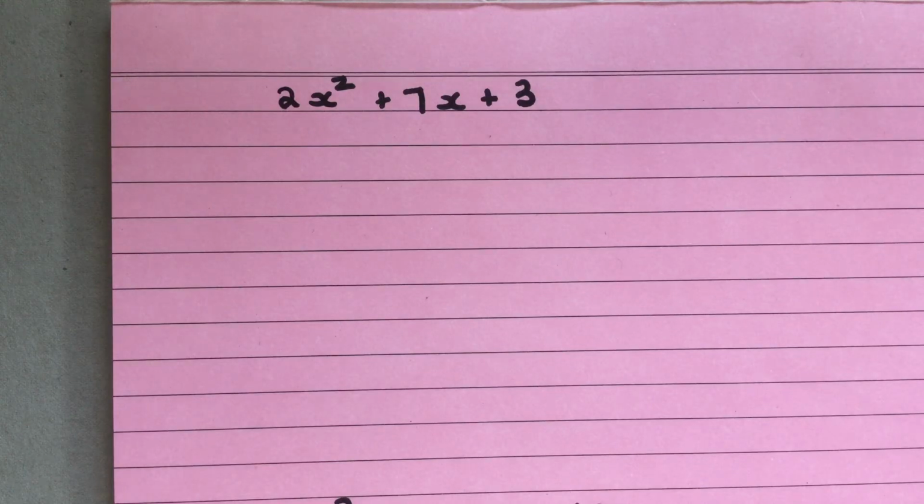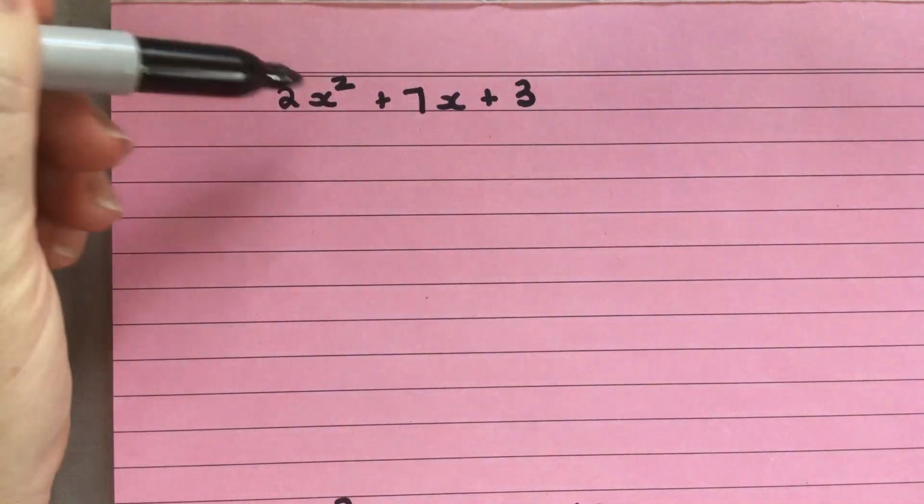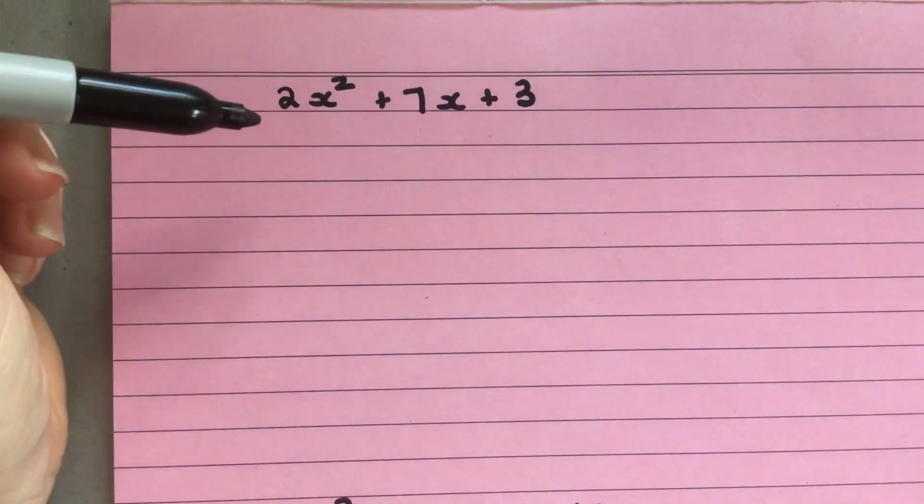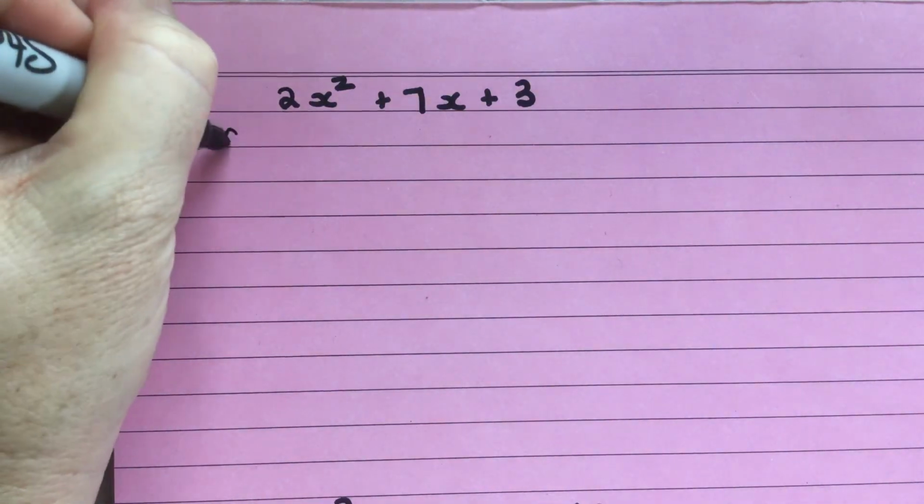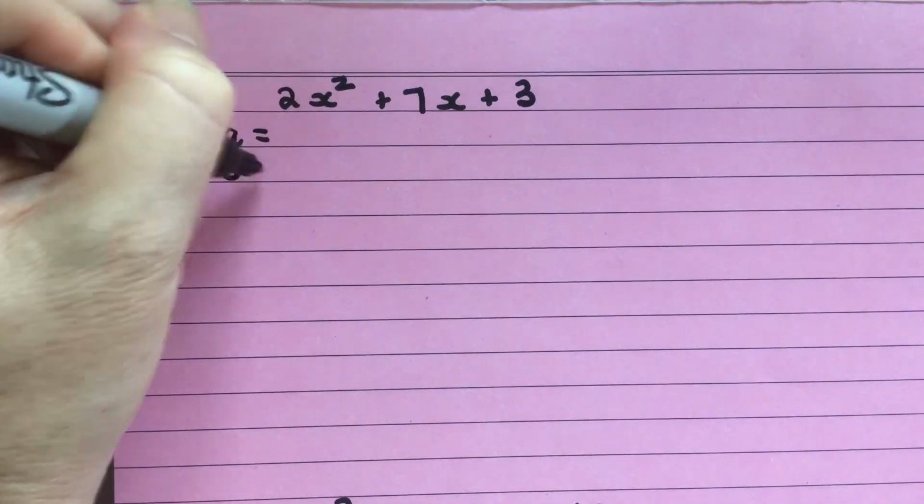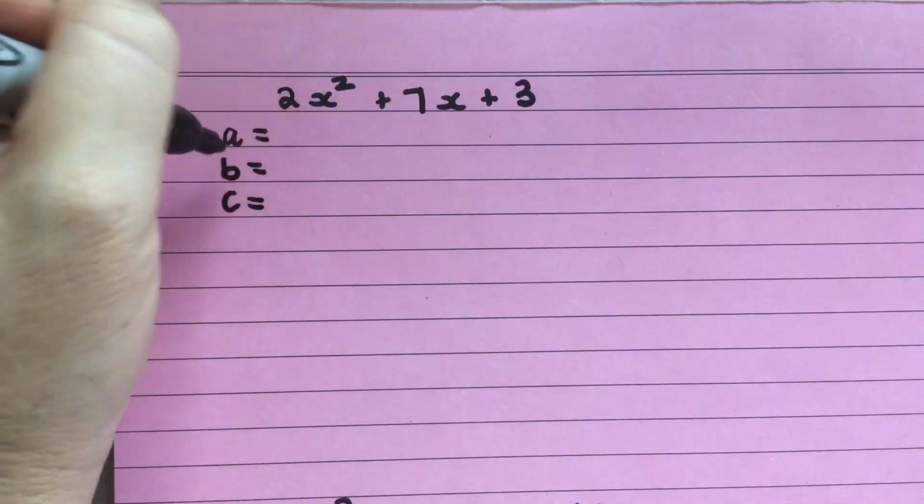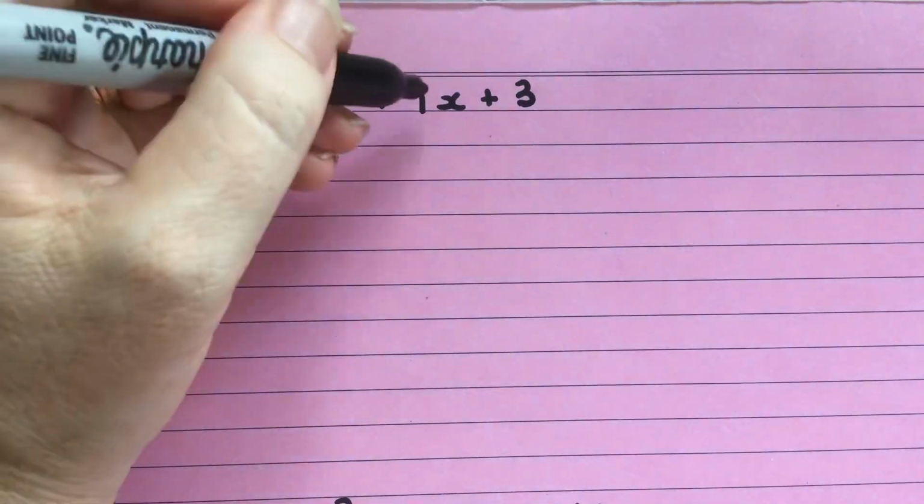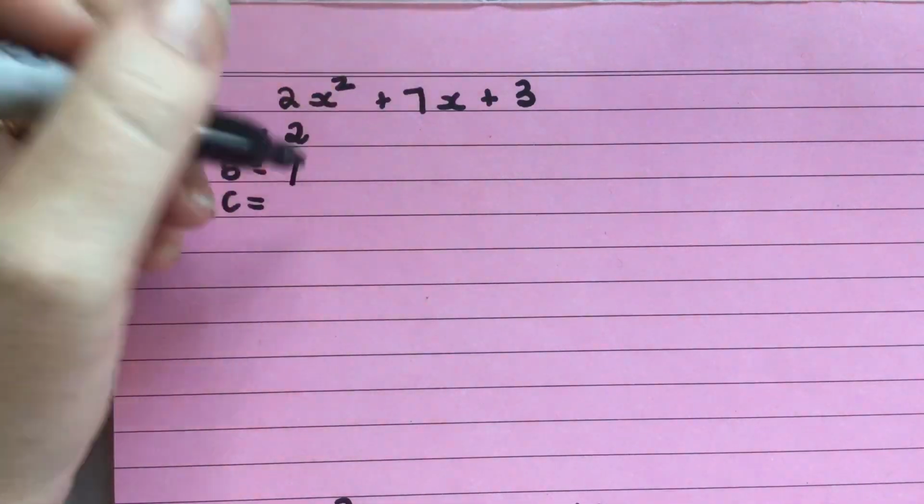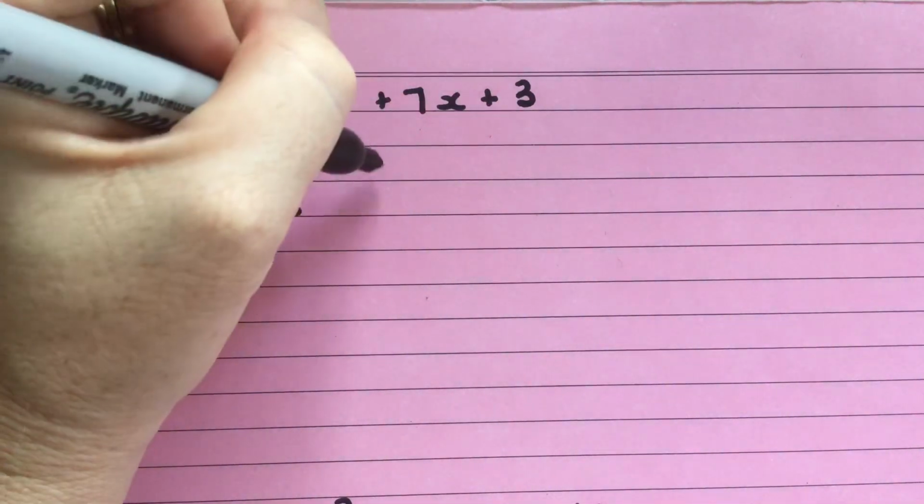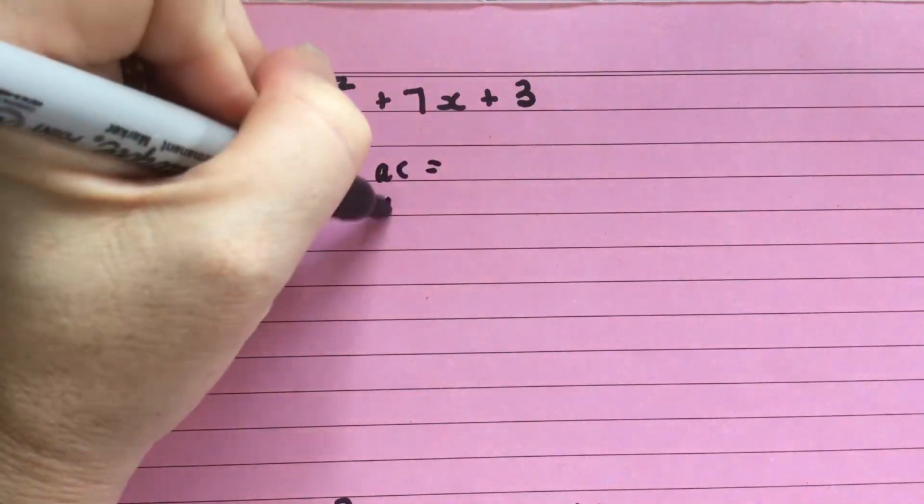Okay, we're going to look at factorising some quadratics where the coefficient of the x squared term is not 1. So we still start the same way and we write our a, our b and our c. So in this case our a is equal to 2, our b is equal to 7 and our c is equal to 3. So my first step again is to write ac and b.